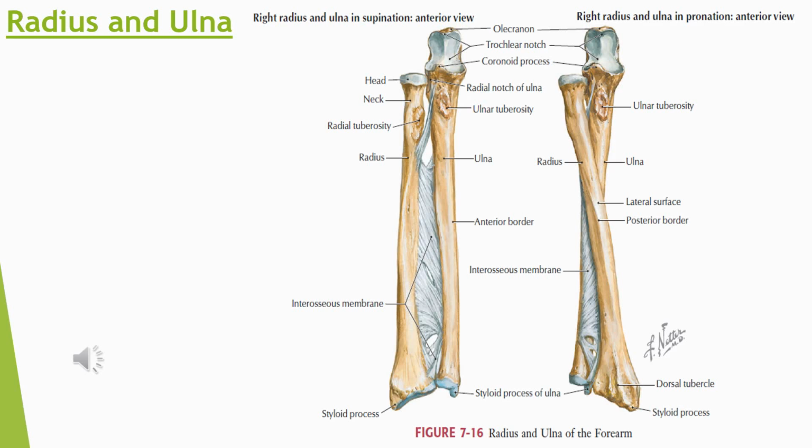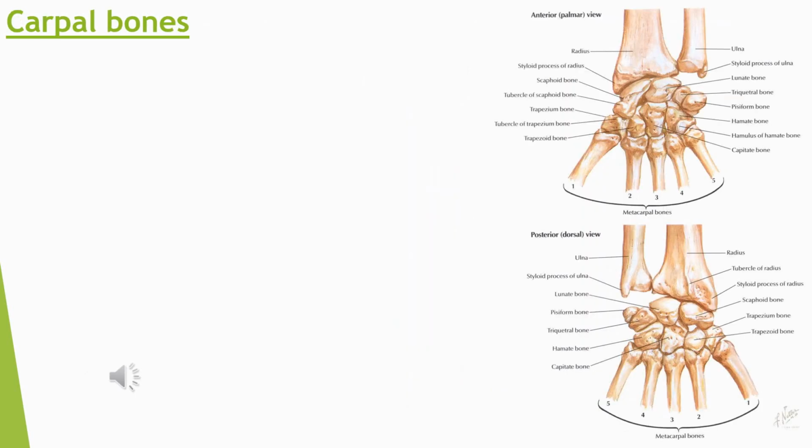When you see the neurovascular name like the anterior interosseous artery or posterior interosseous artery, just remember that it's the artery related to this membrane. So these are the key features that I wanted to point out in the bones of the forearm. So the last section of bones that I'll be covering are the carpal bones.